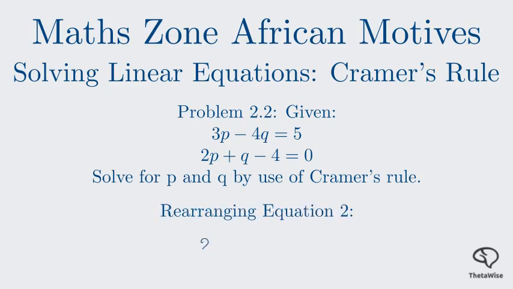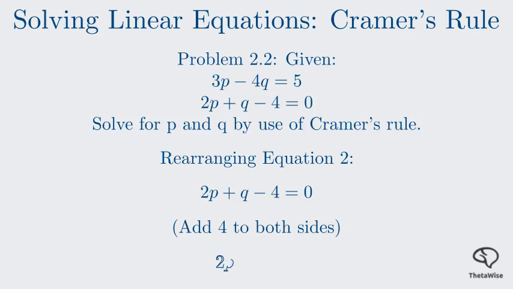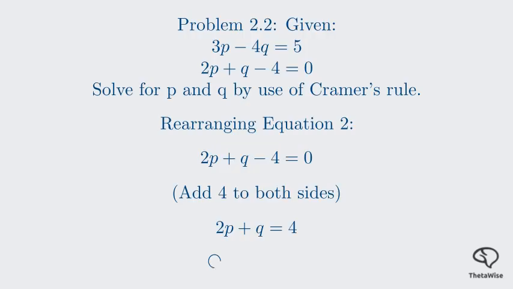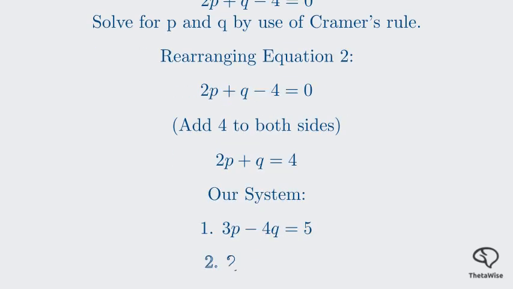We need to move the constant term, the minus 4, to the right side of the equal sign. To do this, we add 4 to both sides of the equation. Excellent. Now both equations are in the correct standard form. Let's rewrite our system. Our system is now 3p minus 4q equals 5, and 2p plus q equals 4. With this setup, we are ready to apply Cramer's rule.